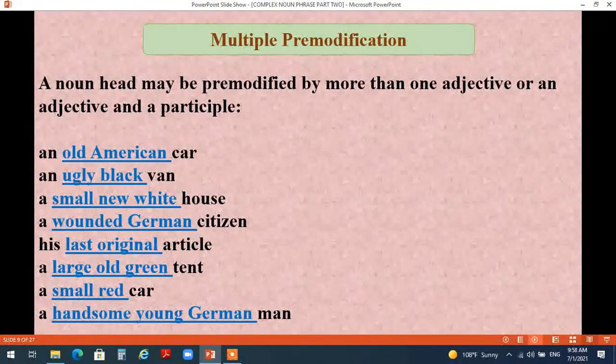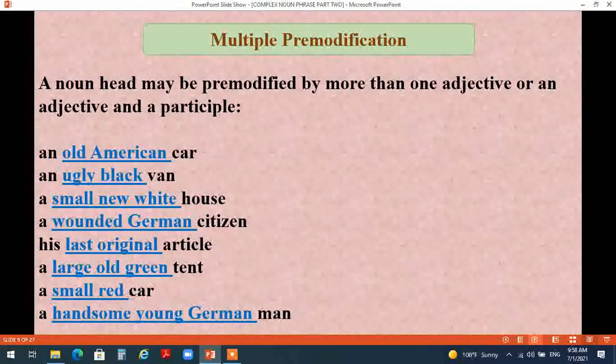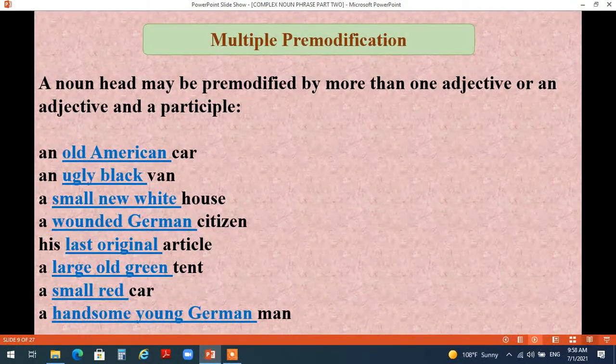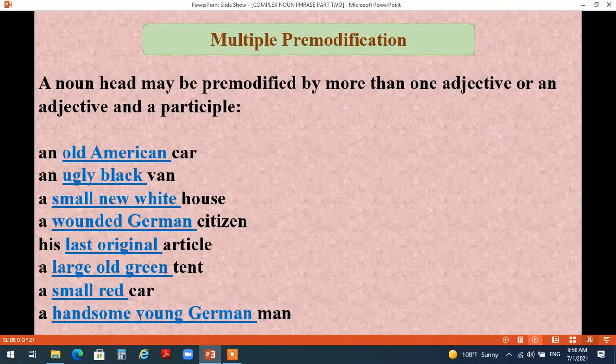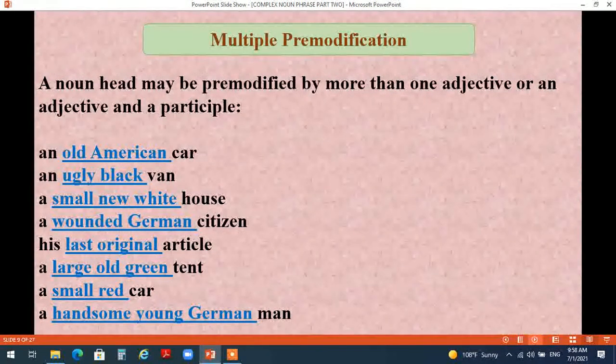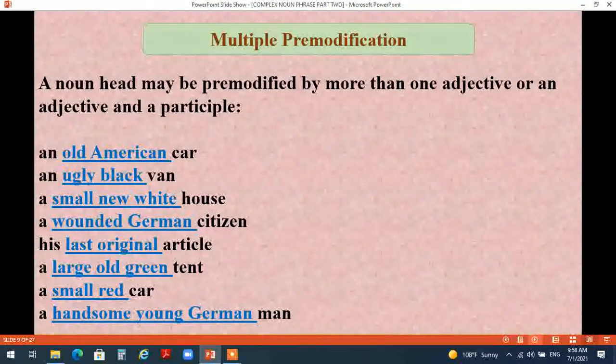A small red car. Again here we have two adjectives, small plus red. And in the final example, a handsome young German man. Again we have multiple pre-modification because the word man has been pre-modified by using three different adjectives. We have handsome plus young plus German. So this is the case we call multiple pre-modification, when we have more than one pre-modifier preceding the noun.